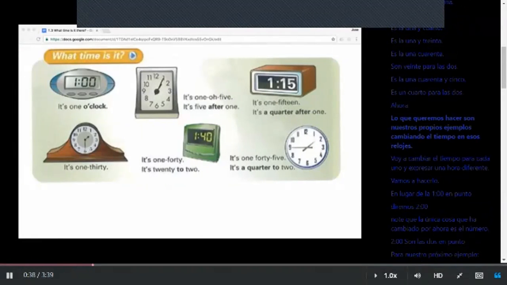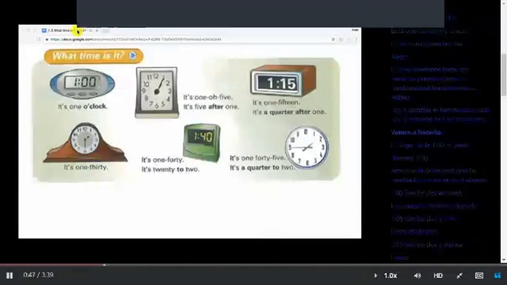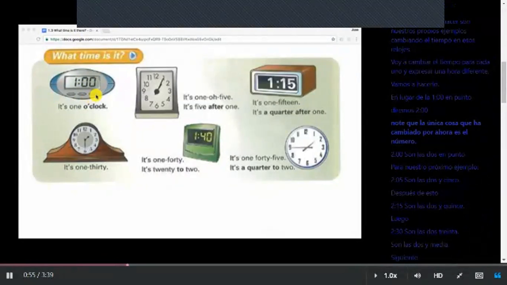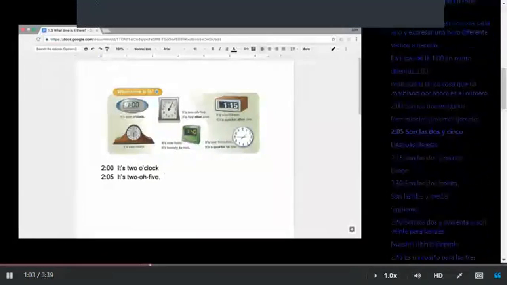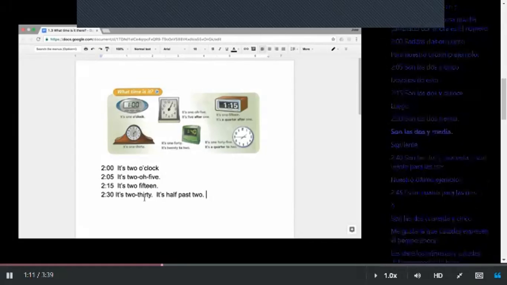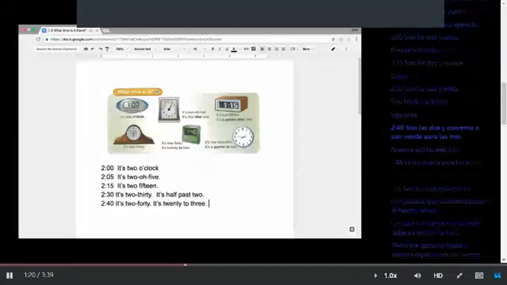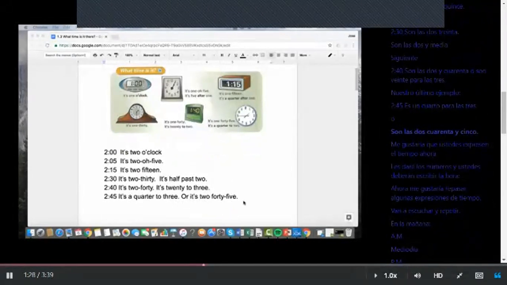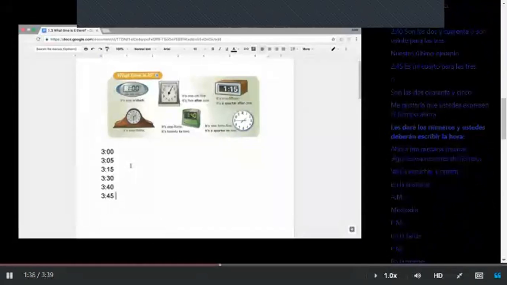Now, what we want to do is make our own examples by changing the time on those clocks. I'm going to change the time for each and express a different time. Let's do it. Instead of 1 o'clock, we will say 2. Notice that the only thing that we will change is the number for now. It's 2 o'clock. For our next example, it's 2:05. After that, it's 2:15. Then it's 2:30. Next, it's 2:40. Our last example, it's 2:45. I would like for you to express the time now. I will give you the number and you should write.